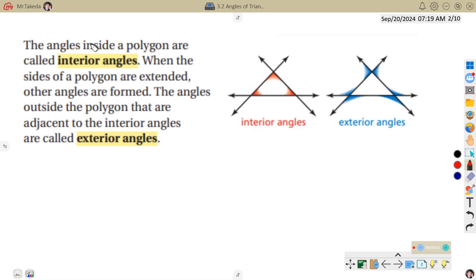Interior angles, again, interior means inside. So interior angles are the ones inside the triangle, and there will be three of them. Exterior angles are the ones outside. They are going to be adjacent to or next to interior angles. So there are going to be 6 exterior angles formed.